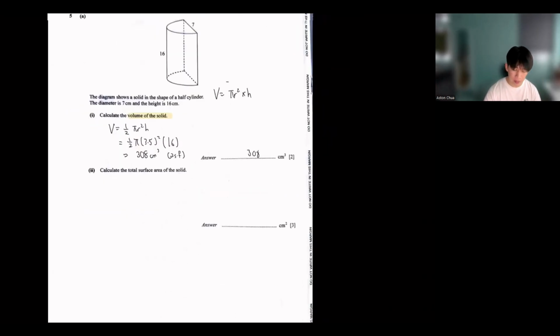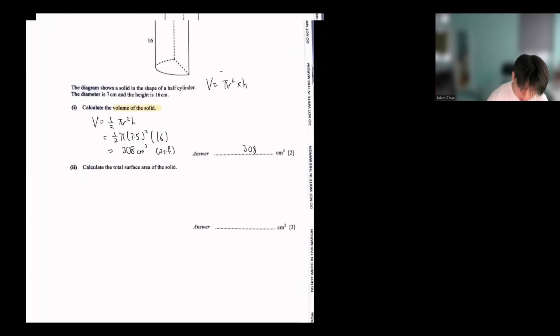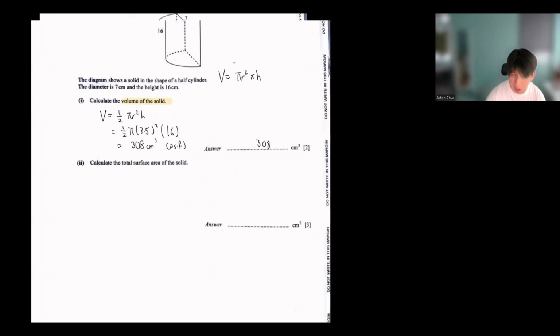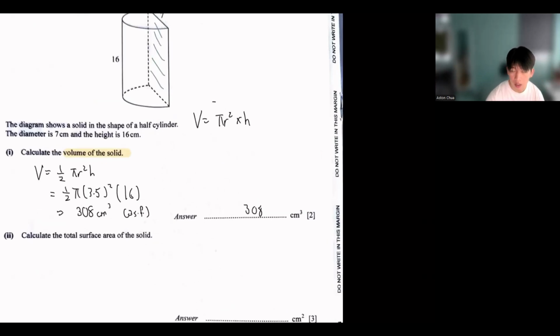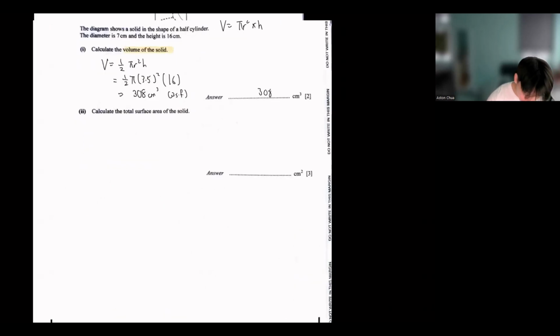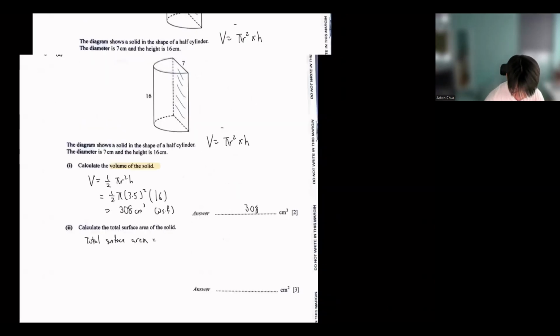In the next part, we are expected to calculate the total surface area of the solid. Okay, so for the total surface area of the solid, it's similar to finding the total surface area of a cylinder, but now you have to take this rectangular surface area into account. So total surface area is given by.